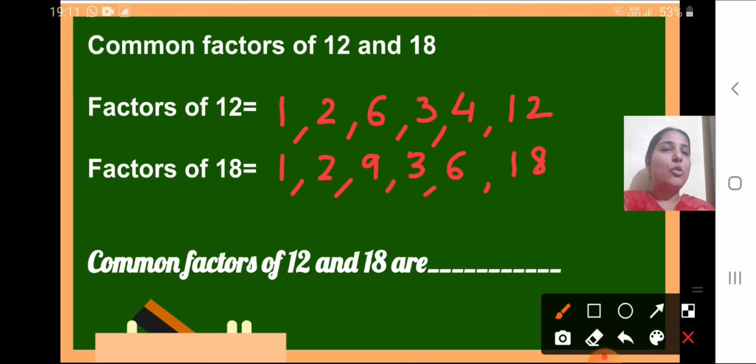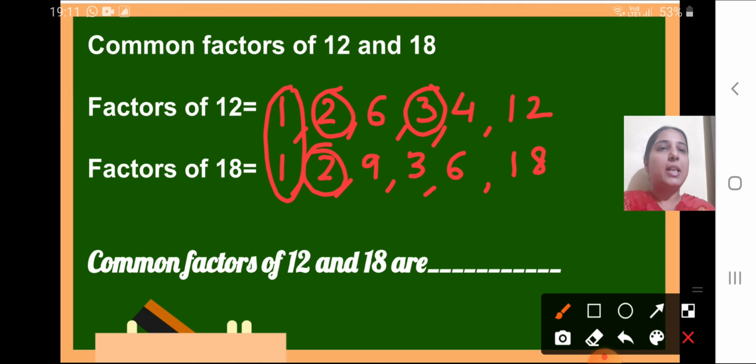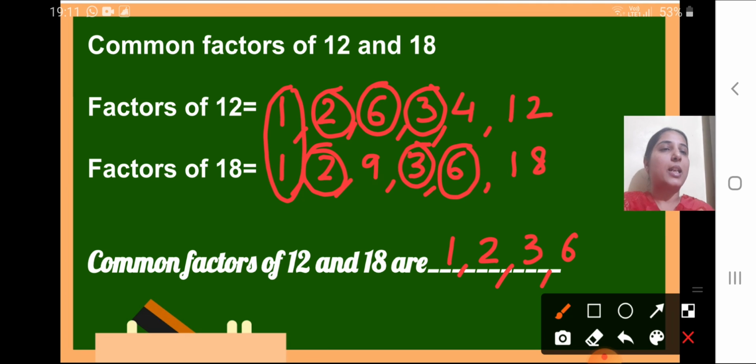Now you just find out the common factors. What are the common factors here? 1 is the factor of every number, that is obviously the common factor. Then you can see 2, then 3, isn't it? And then we don't have any. Then we also have 6 as well. So what are the common factors here for number 12 and 18? 1, 2, 3 and 6.